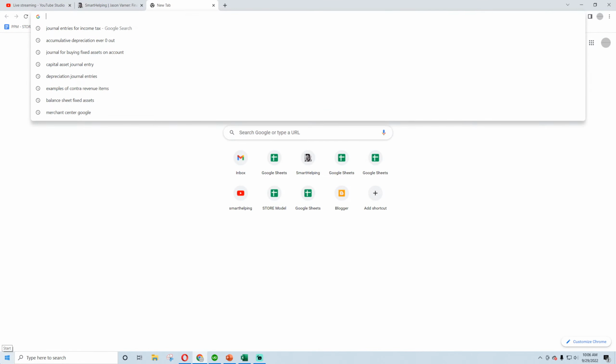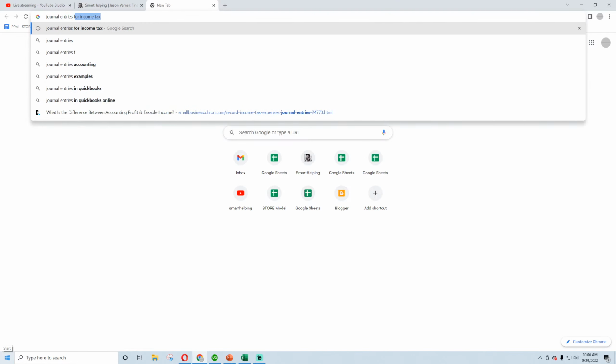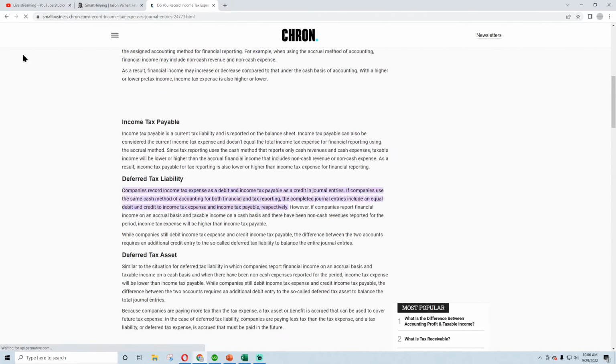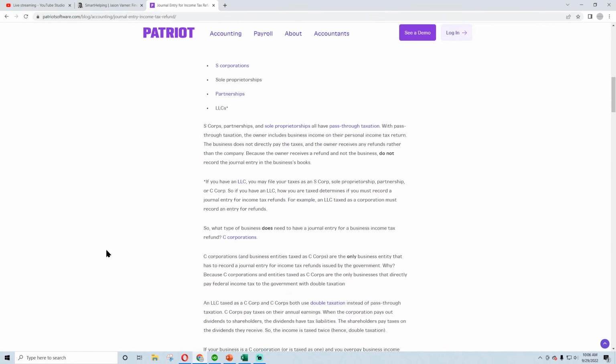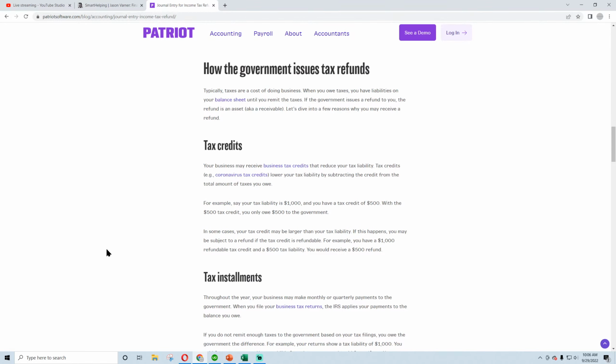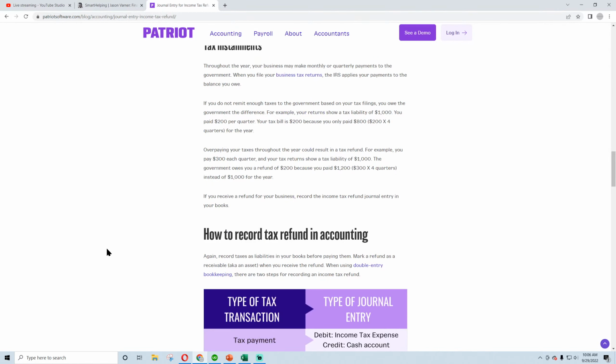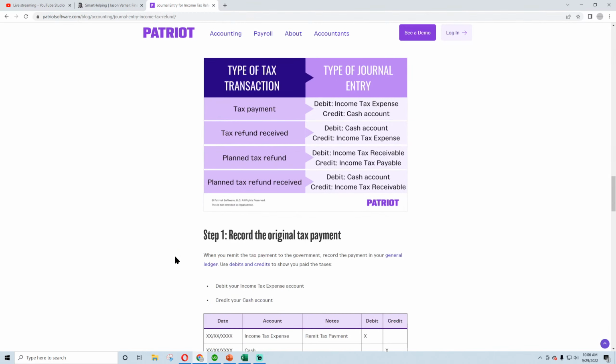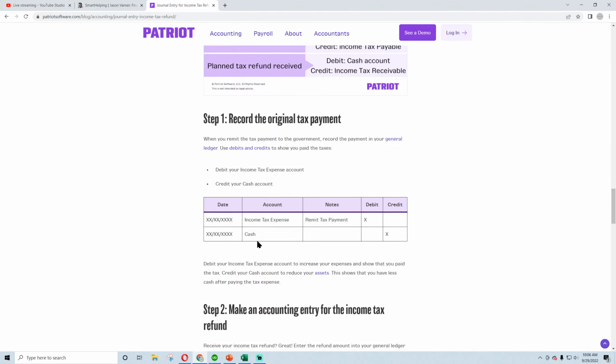Okay, let's go back here. Journal entries for paying income tax. Let's just see what we got here. No, this is the same sheet. So if you have an income tax refund, we also need to look at that. Okay, so you simply reduce income tax on the date you get the refund and increase cash. Okay, so that is fine.